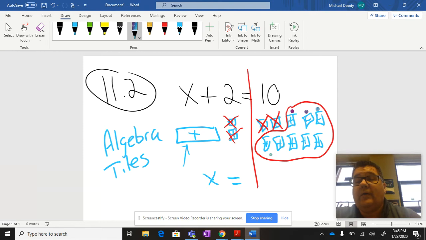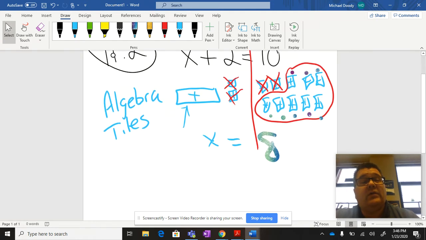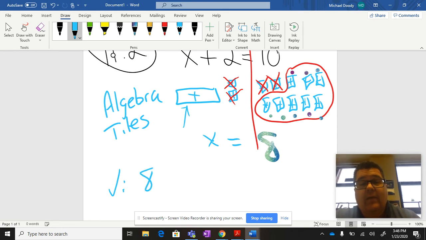So let's see, I'm going to count these. 1, 2, 3, 4, 5, 6, 7, 8. So I have 8 left. My answer is x equals 8. Now I can check that. I'm going to do a check over here. Let's see, I'll do that in blue, that's fine. I'm going to plug in 8 for x, because I know it now.